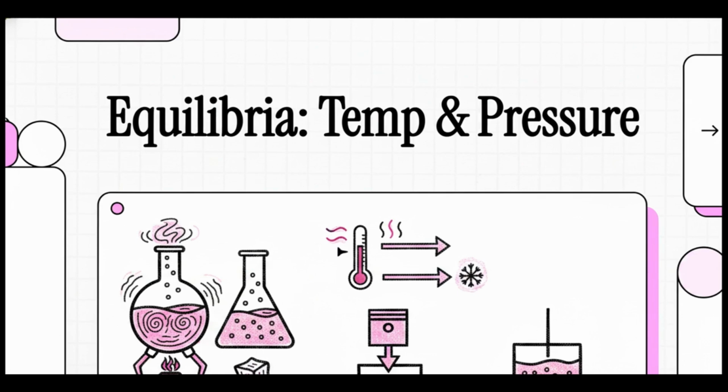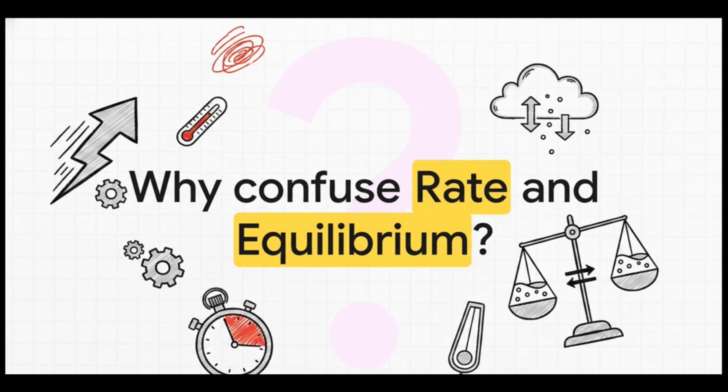We're going to master the hidden levers that control this battle, specifically temperature and pressure. We'll break down exactly how they influence both the rate of a reaction and the ultimate position of chemical equilibrium. So why is this so absolutely crucial? Well, because this exact topic is the pain point that costs students massive exam marks every single year.